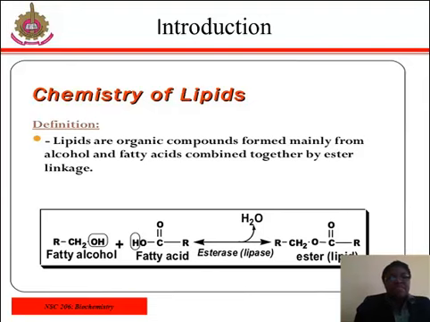The difference between fat and oil is that oil is a type of lipid which is liquid at ordinary room temperature, while fat is a lipid which is solid at room temperature. As you can see on your screen, you have the structure of the lipid.